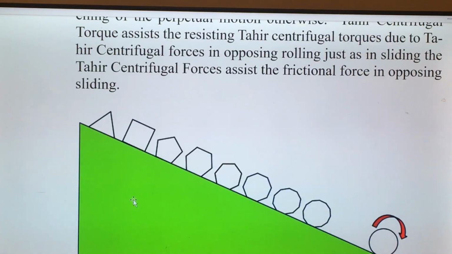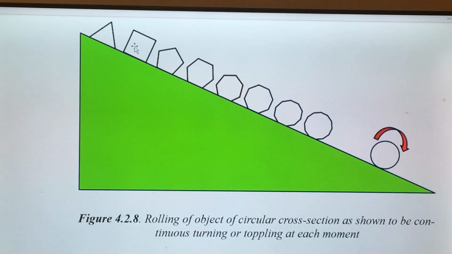Here you can see triangle, square, pentagon, hexagon, heptagon, octagon, nonagon, decagon. So eventually you see what is rolling. Rolling is basically toppling over. The rectangle topples here, the triangle topples here, if there is no sliding.